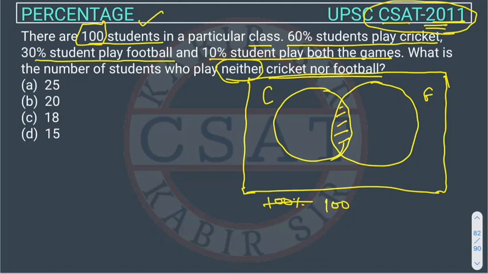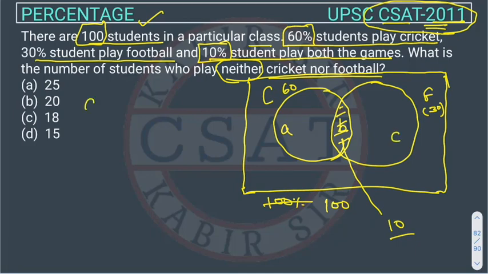So how many students are playing cricket? 60%. So 60% of 100 will be 60 only. And how many students are playing football? 30%. So 30% of 100 will be 30. And 10% students play both. So this shaded area will be 10% of 100, so it will be 10. I am labeling the parts A, B and C.